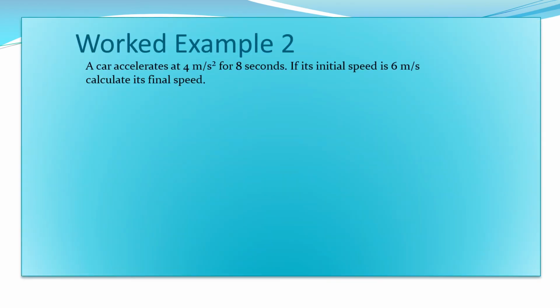A car accelerates at 4 meters per second squared for 8 seconds. If its initial speed is 6 meters per second, calculate its final speed. So, straight away again, we know the acceleration, that's 4 meters per second squared. We know the time here is 8 seconds. It tells us its initial speed is 6 meters per second. Remember, initial speed is u. And we're trying to work out the final speed. So let's write all that down.